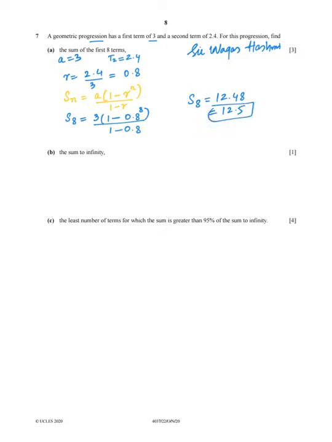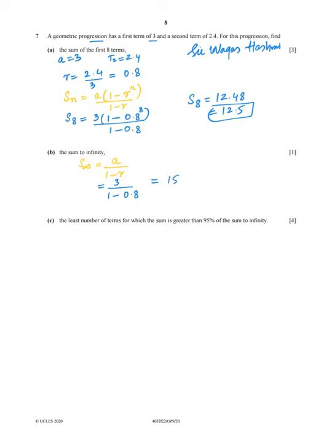After that, it says you need to find the sum to infinity. So the working formula is sum to infinity is a divided by 1 minus r. Alright, so the value of a we have, it's 3, divided by 1 minus r, which is 0.8. So when you simplify, it is equals to 15. That is your part B answer.